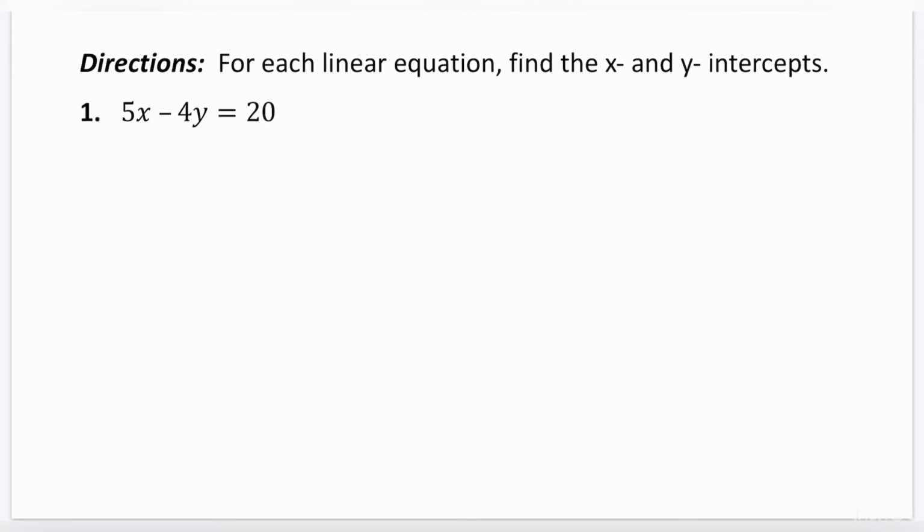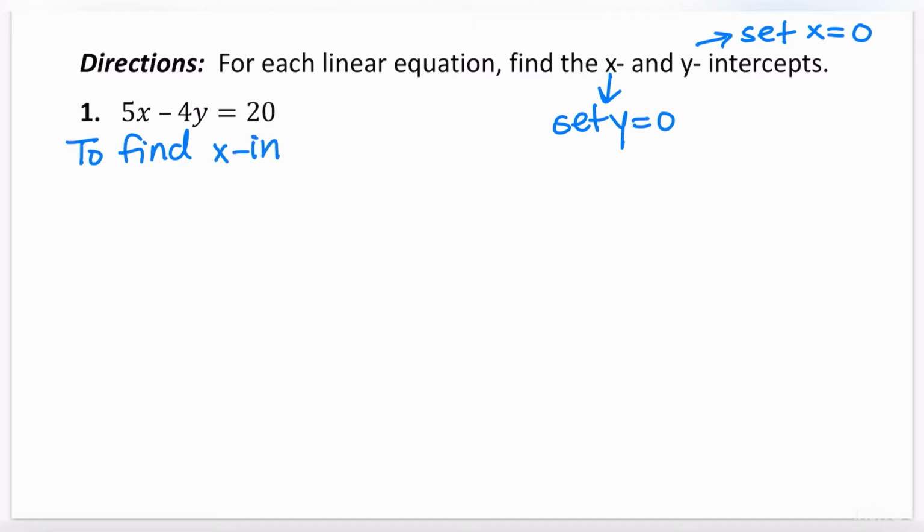So for question number 1, directions for each linear equation, find the x and y intercepts. So to find the x-intercepts, we're going to set y equal to 0 and solve. To find the y-intercept, we're going to set x equal to 0 and solve. So question number 1, 5x minus 4y equals 20. Let's first start by finding the x-intercept. And to find the x-intercept, we're going to set y equal to 0.